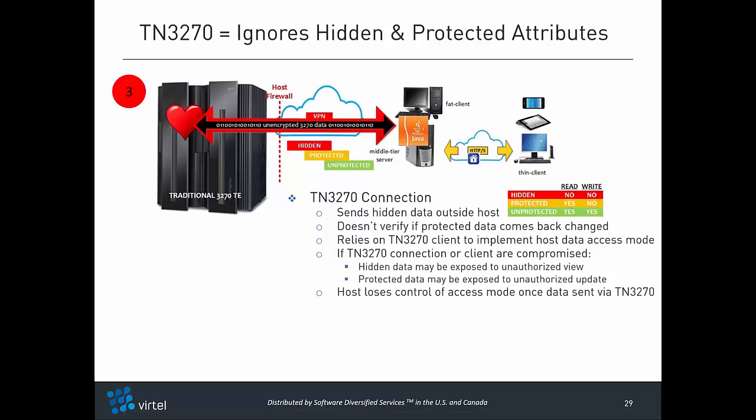The third security exposure with TN3270 connections is that they ignore the hidden and protected data field attributes set by the host application. TN3270 connections send the hidden data outside the host, and they don't check if the protected data comes back changed. They rely instead on the TN3270 client to implement the requested host data access mode. But if the TN3270 connection or client are compromised, hidden data may be exposed to unauthorized view and protected data may be exposed to unauthorized update. With TN3270 connections, the host loses control of the data access mode.